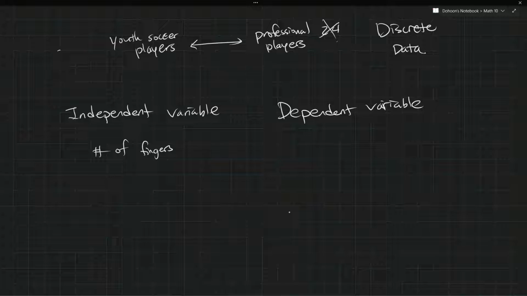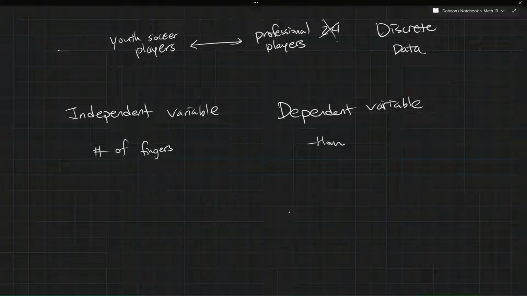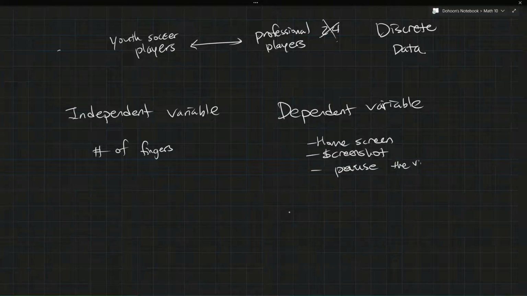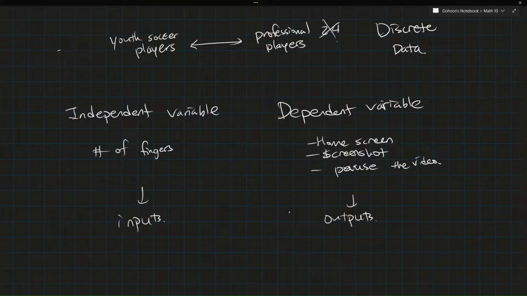The dependent variable is a variable whose values depend on those of the independent variable. Think of the actions being taken by the device you're watching this video on. Depending on your input, the device could go to the home screen, take a screenshot, or pause the video. These only happen because you input your action. I like to refer to independent variables as inputs and the dependent variables as outputs as well.